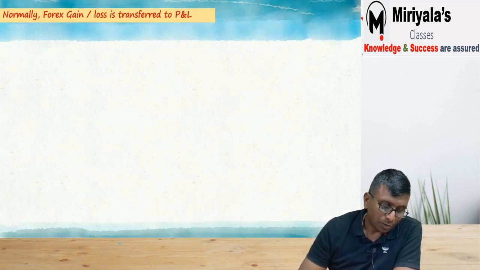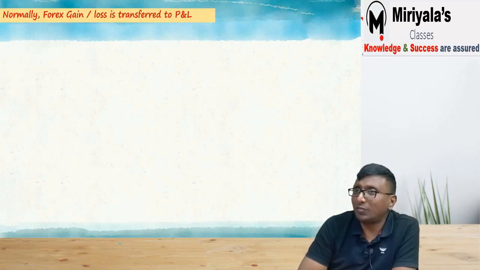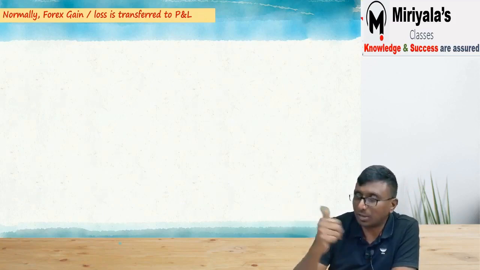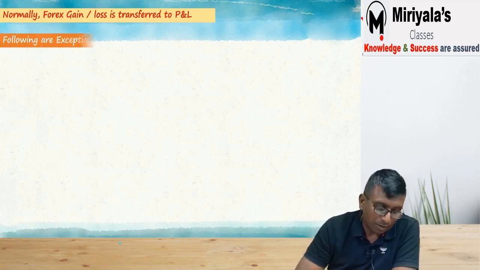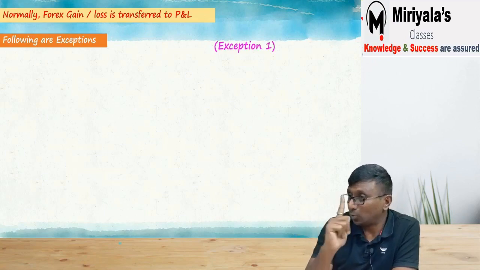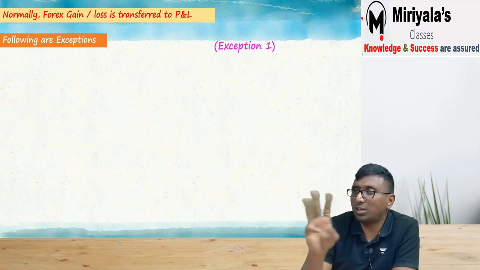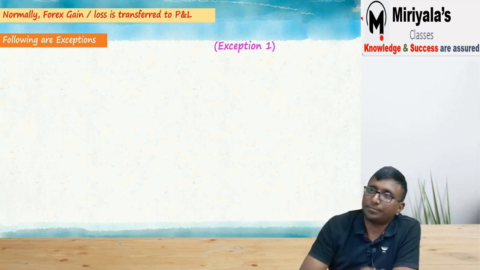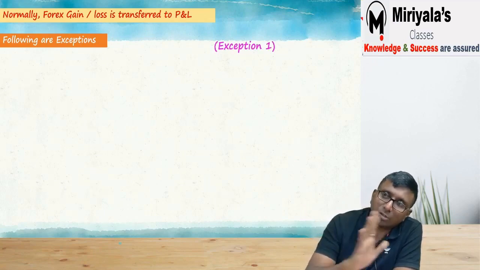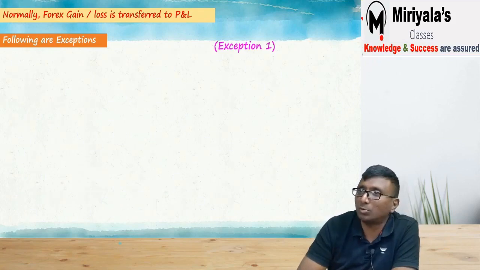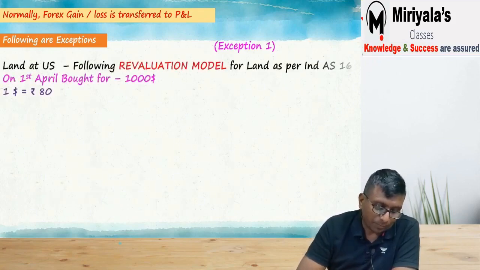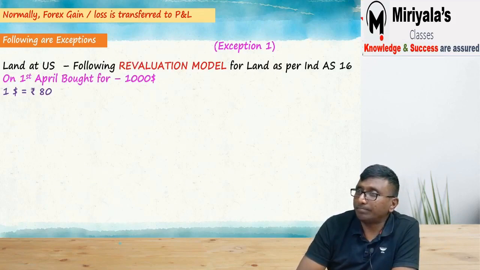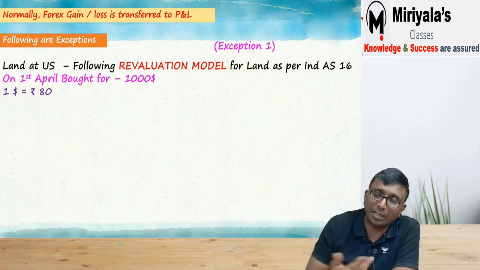Next point. Normally, foreign exchange gain or loss is transferred to the profit and loss statement. I told you there is an exception; that is the exception I am talking about now. What I told you is only one exception; there are totally about 3. Under these circumstances we don't transfer it to P&L, we transfer it to separate accounts. The case is a fixed asset at US where you are following the revaluation model for US land, not Indian land, which will be in rupees.